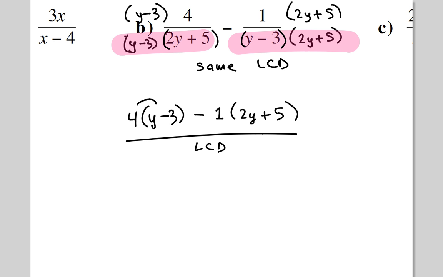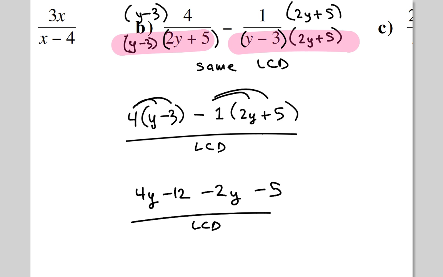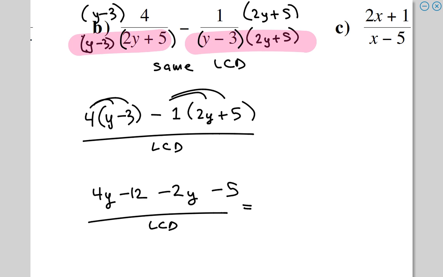Distribute the tops, what do I got? 4y minus 12, distribute the minus 1, I got minus 2y minus 5. I'm still lazy, all over LCD. Keep going. 4y minus 2y, 2y. Negative 12, negative 5, negative 17. And I'm done with the top.